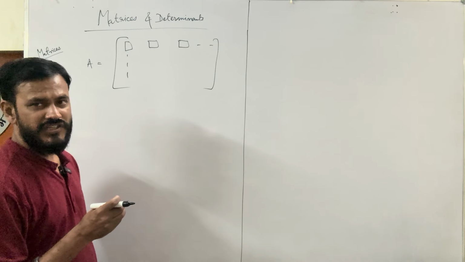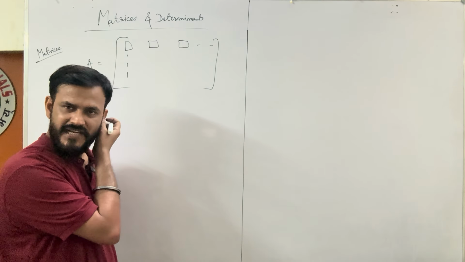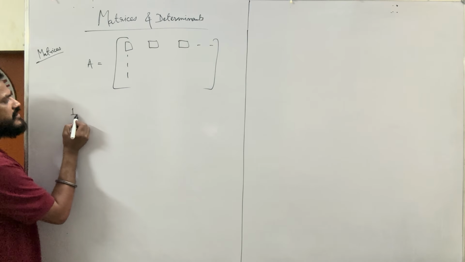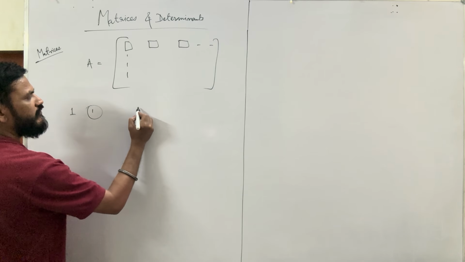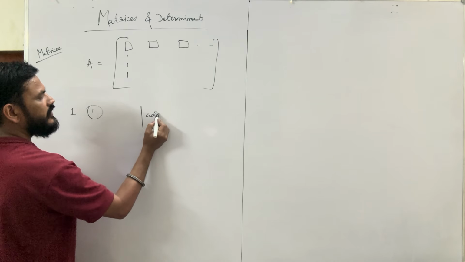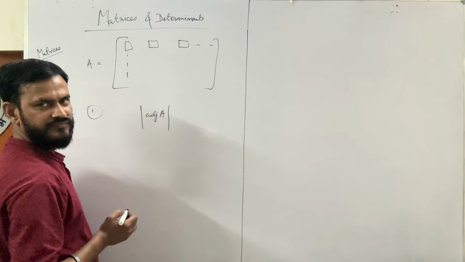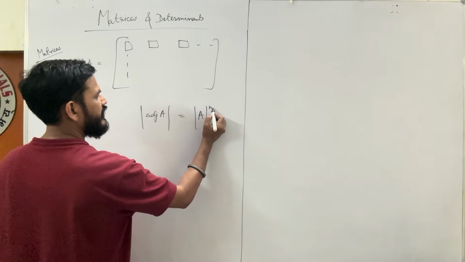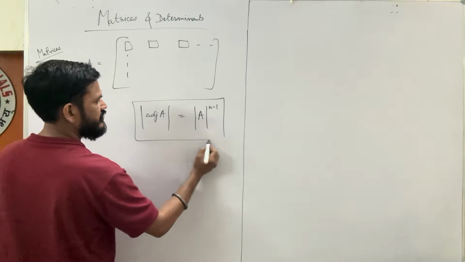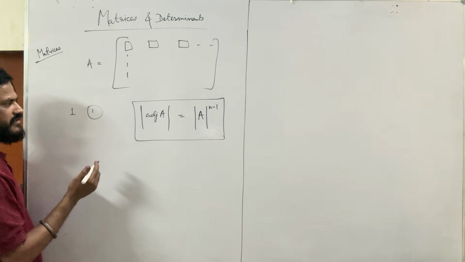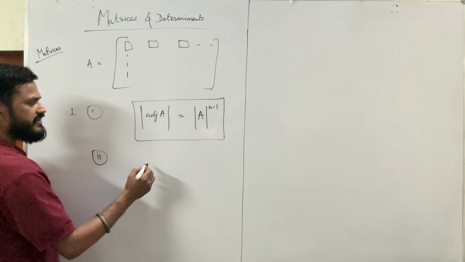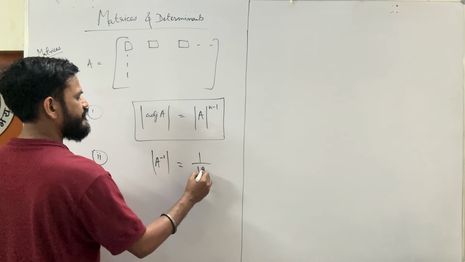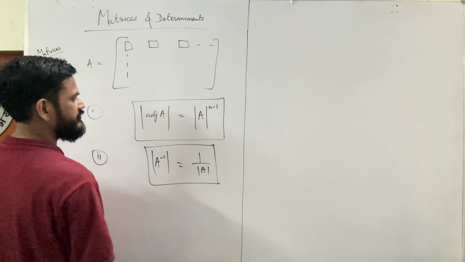Now, the types of questions which may be asked in your board exam related to matrices and determinants are like this. The tricky question or objective type questions that can be asked is like this. Find determinant of adjoint of matrix A. Now, it will be determinant of A to the power n minus 1. So this is a tricky question. It can be asked in your objective section. The other question that can be asked is find determinant of inverse of A. So it will be 1 by determinant of A.